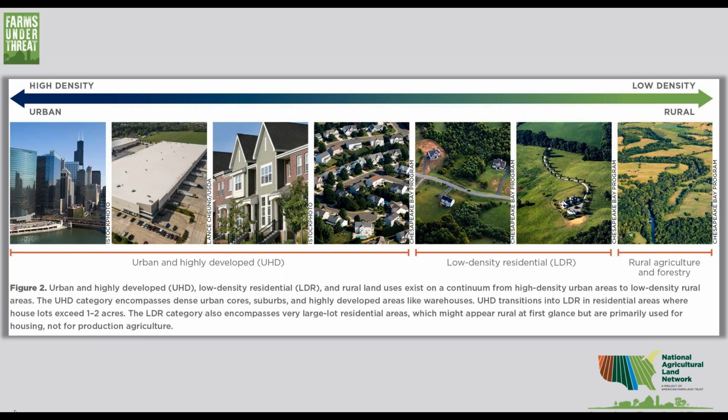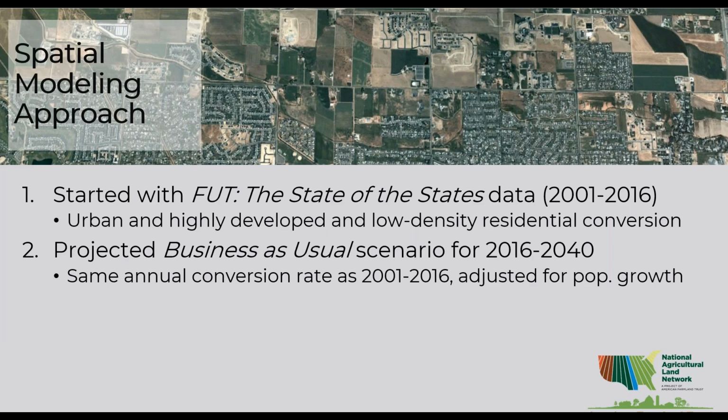So, starting with this historical data, we projected into the future with the business as usual scenario. Basically, we made a straight line projection using the same annual conversion rate as what we documented from 2001 to 2016 to predict the level and the location of conversion by 2040. We adjusted the model to account for projected population growth or decline. Building off that scenario, we developed two alternative scenarios, which we'll get to in a minute.